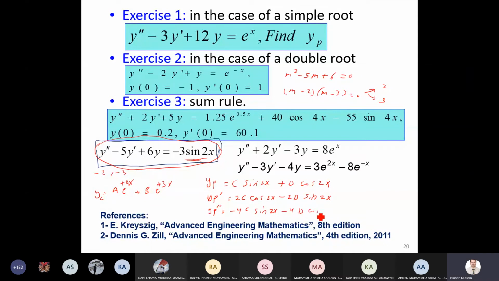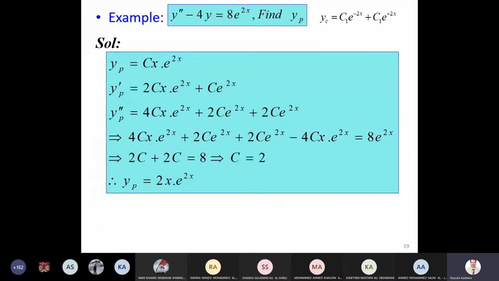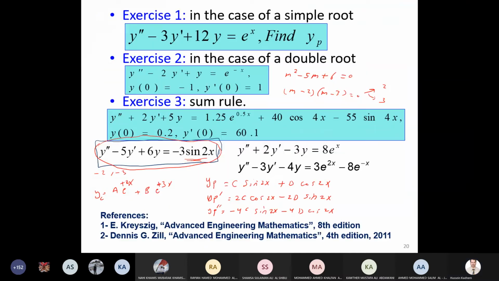Are you copying what I'm doing? Is this clear what I'm doing here? Are you following? Yes, clear. Great. Now I will substitute. I need space. Okay, just a minute.